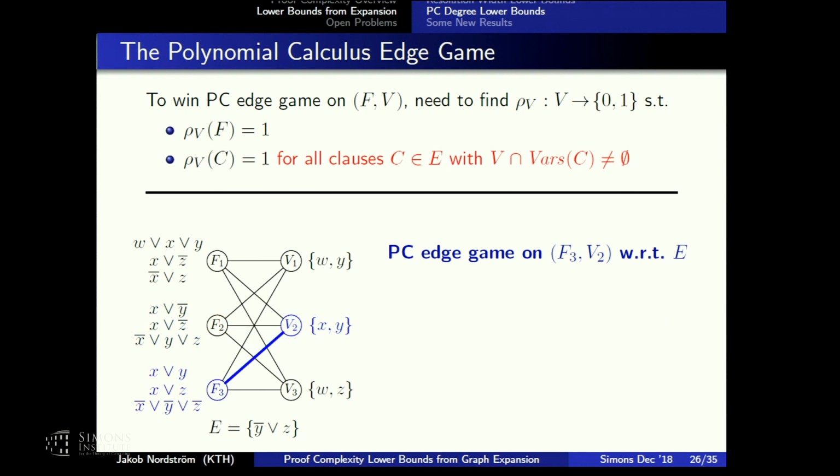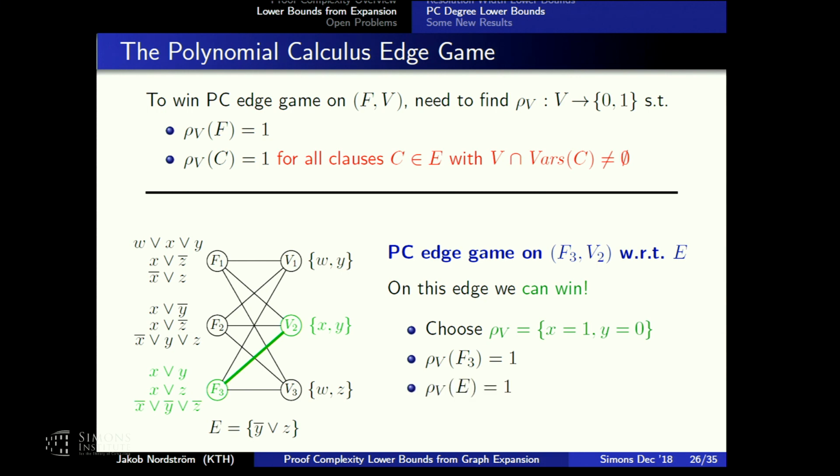Okay, but suppose we play on this edge, well then we can win, and this is sort of a small trivial example, but let's see why. We set x to true and y to false, so now we satisfy, because x is true and y is false, that satisfies all the clauses in F3, and we're also satisfying the filter.